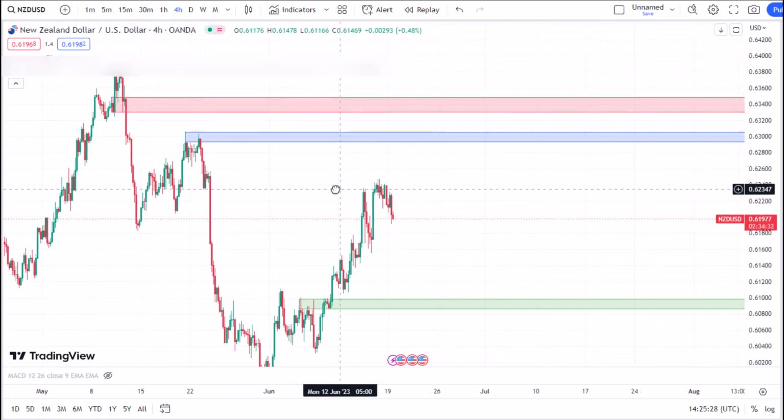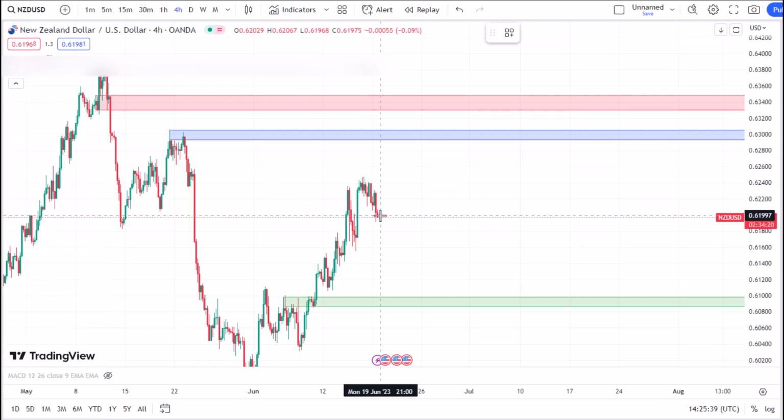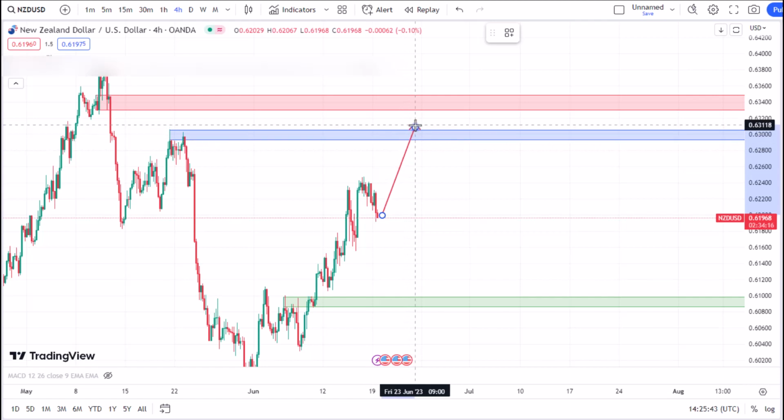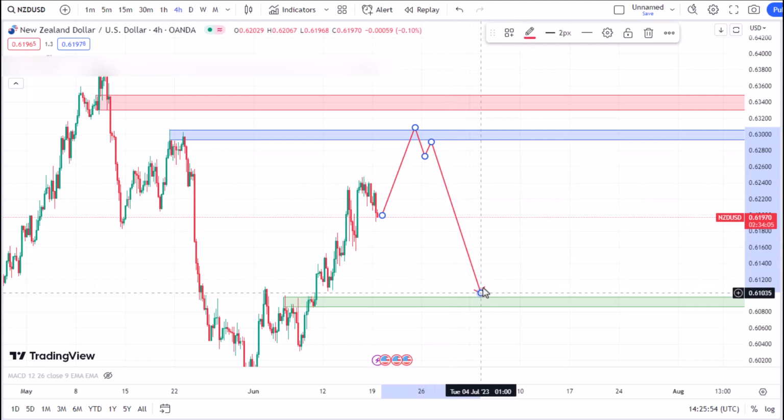So the plan for this signal is that we should wait for the price to actually move up here, gather all the liquidity above this level, come back down below the level, give us a little bit of a pullback, and then we can enter our selling trade and enjoy the ride.